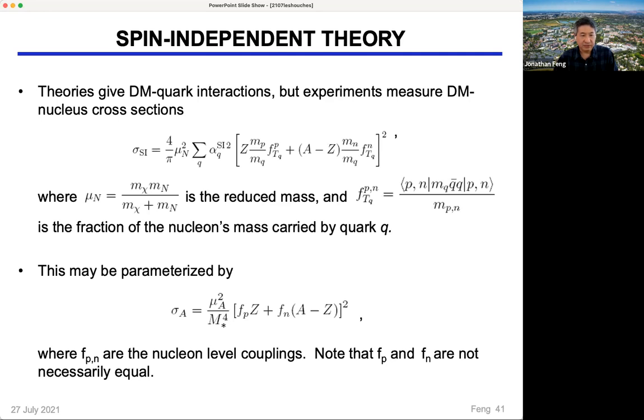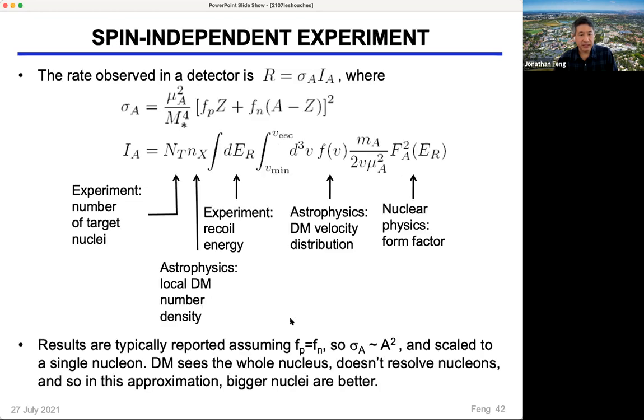So this is what is generically true. And then you see you have an FP here and an FN. Generically, these are not necessarily equal, but what people typically do is report results assuming they are equal, so that the dark matter interacts with a proton and the neutron exactly in the same way. If we go to this formula here, if FP equals FN, then of course this whole thing is proportional to A squared. And so, give me a nucleus, xenon, A is 136, okay, then there's 136 squared.